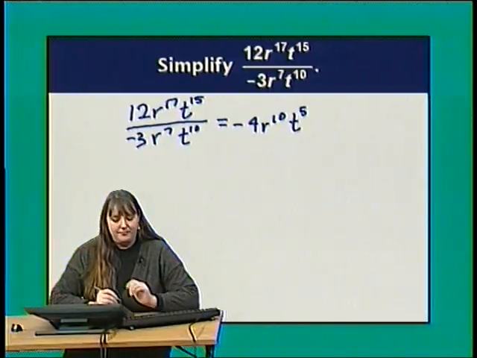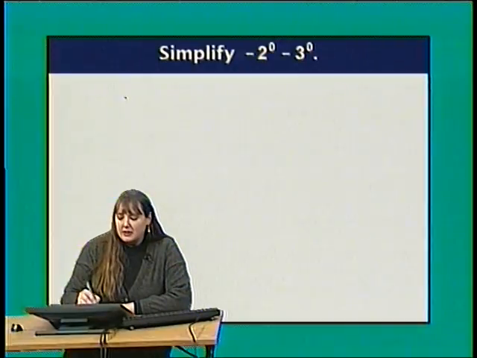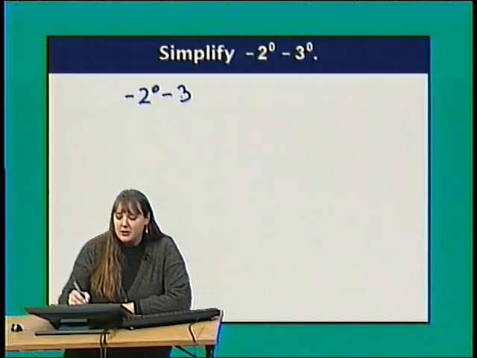Now let's simplify the opposite of 2 to the 0 minus 3 to the 0.